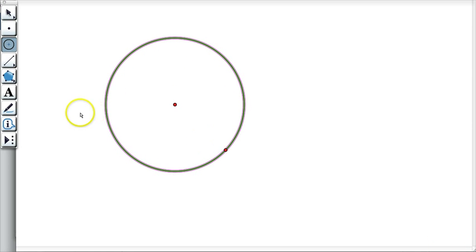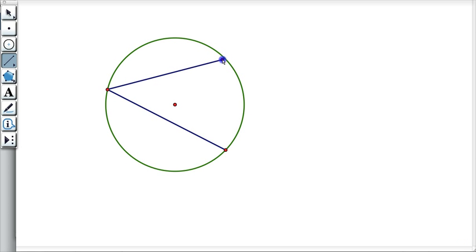And in this section, we'll be looking at the relationship between inscribed angles and their intercepted arcs. So again, we're going to start with a basic circle. And this time I'll draw an inscribed angle. I want to make sure that the vertex is actually on the circle. Okay, and there we have an inscribed angle.